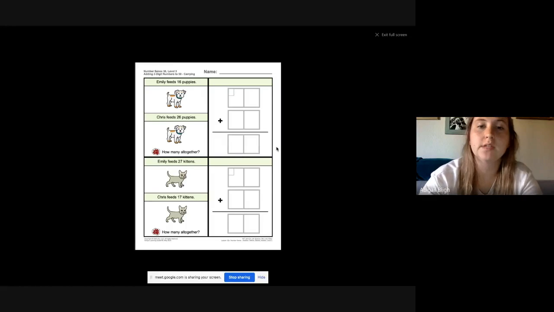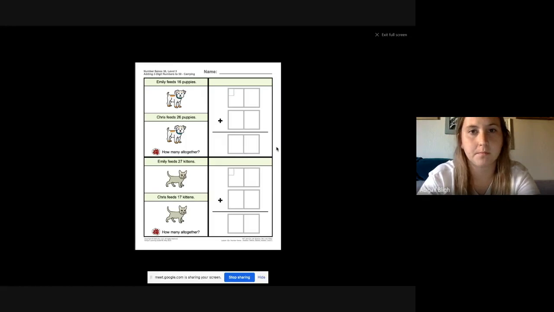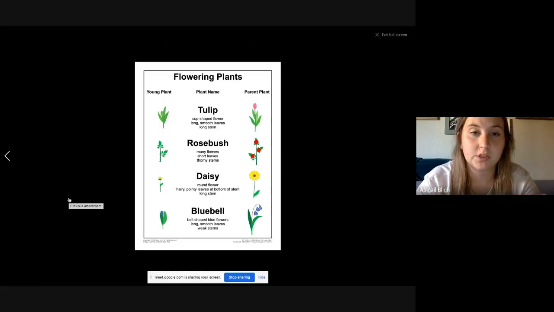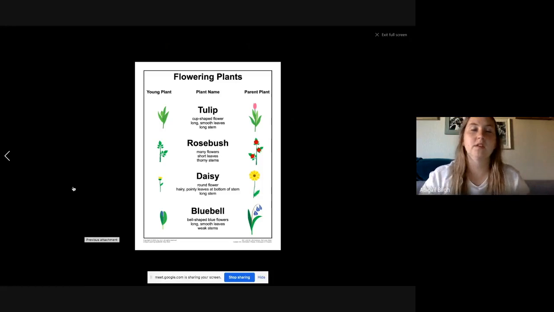Okay, so use the numbers in your word problem. All right, the next assignment you have is called flowering plants. This one has quite a few pages, so you're probably going to want to take them all apart from each other so that you can see them all. But this is another chart activity.